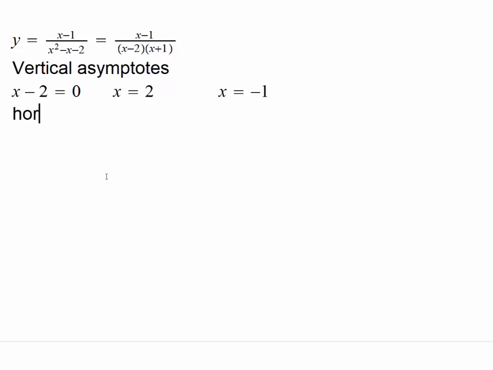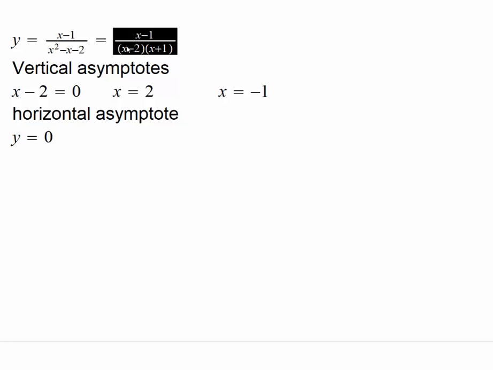And for the horizontal asymptotes, we have that the degree of the numerator is less than that of the denominator. So we have y equals 0 as a horizontal asymptote here.